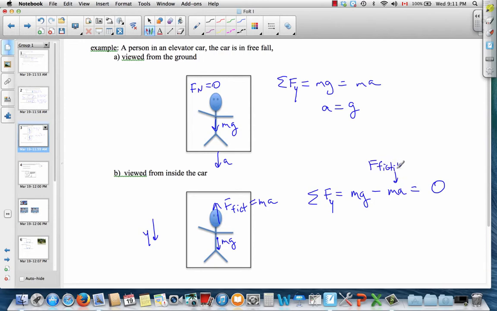So we call it fictitious because it's not based on any interaction between two objects. The gravitational force is the attraction between the person's mass and all of the Earth ball. So that's based on an interaction between two objects, and it forms an action-reaction pair. This fictitious force is not based on the person interacting with any other object. It's simply because they're in an accelerated reference frame, and there is no action-reaction pair.